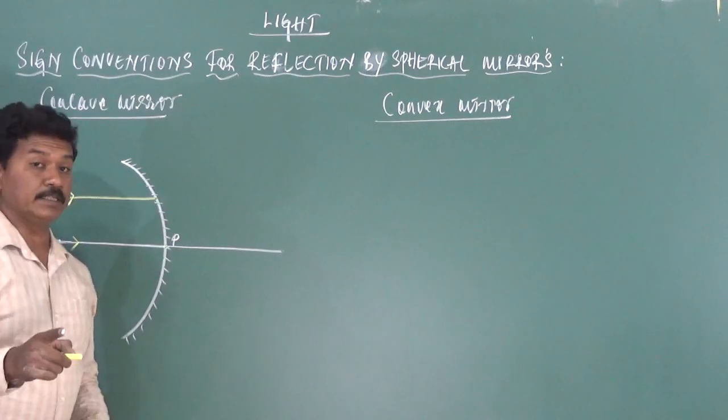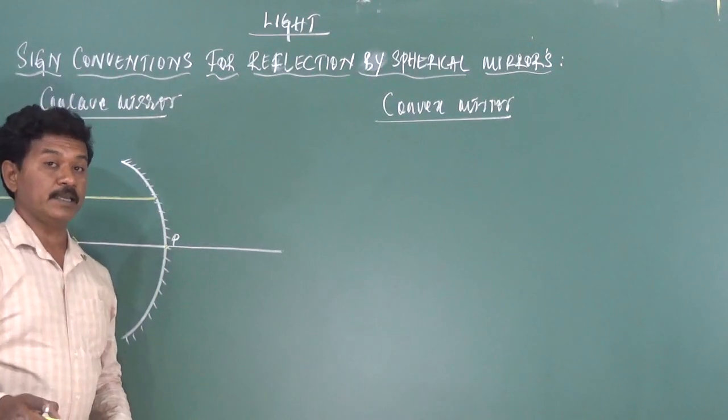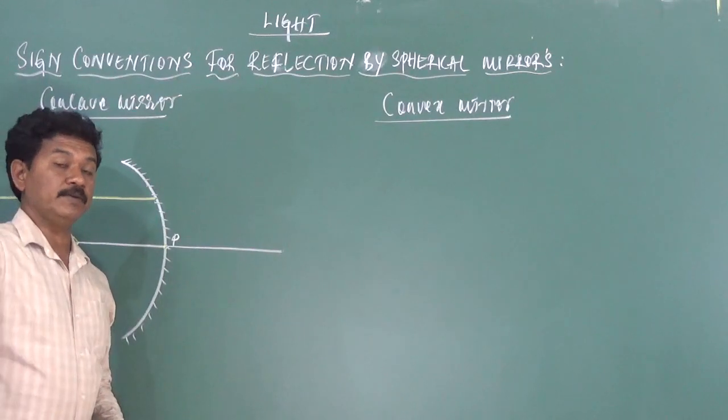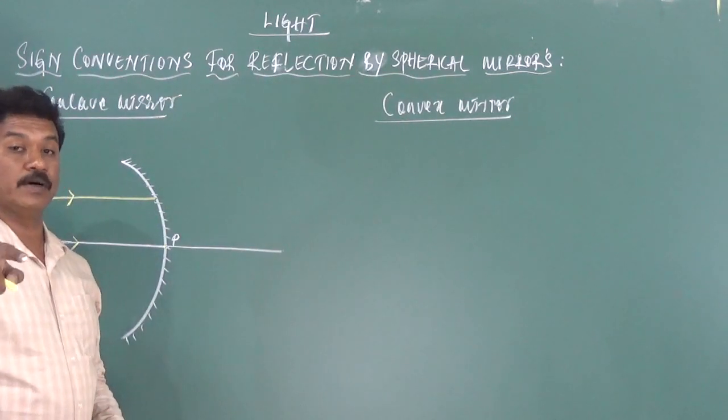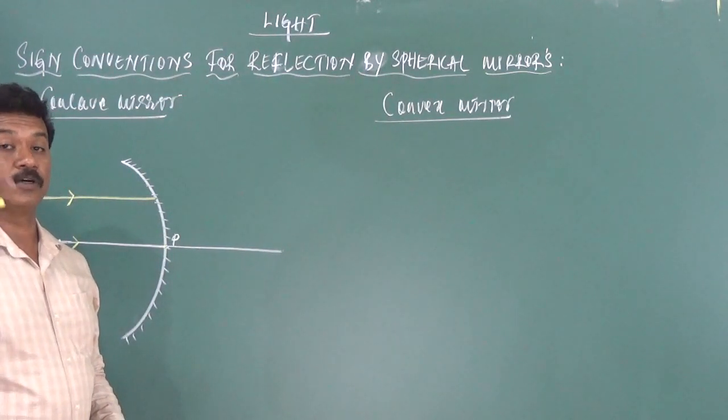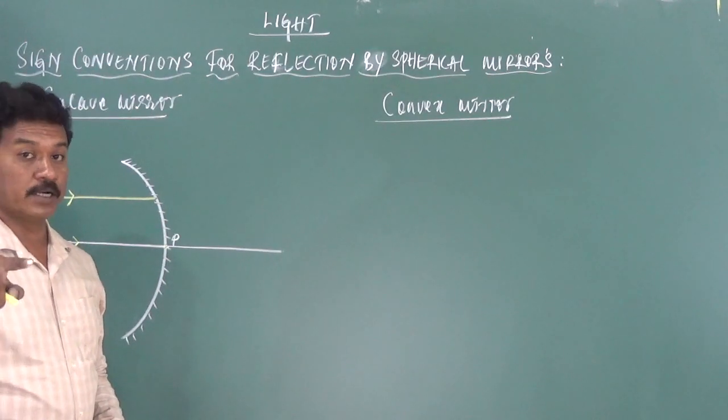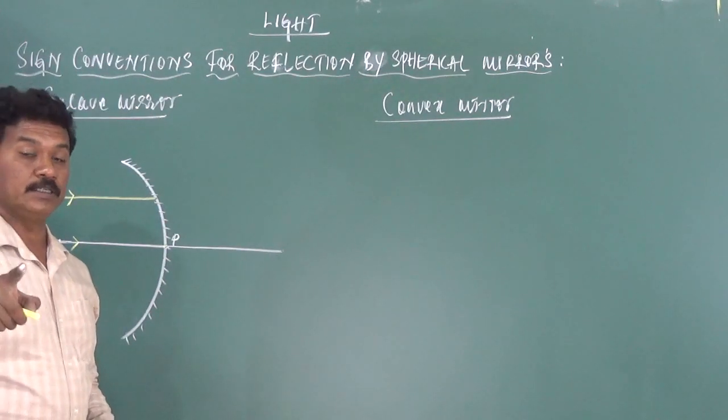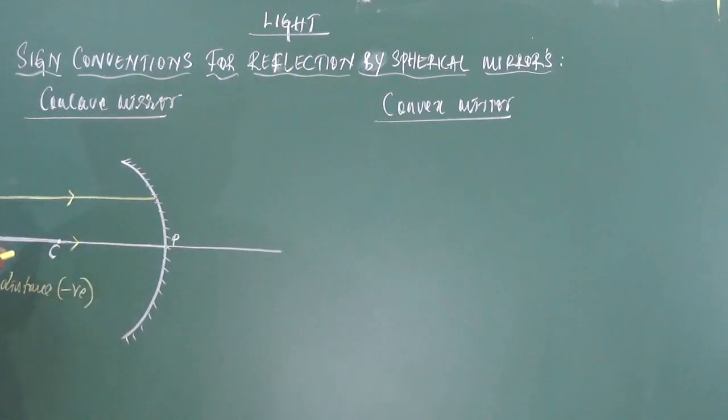Why am I stressing this, telling you again and again? Because I can see the things you require while drawing ray diagrams and solving numerical problems. I know that, therefore I am telling you these things are very important. You have to remember this. So object distance is negative.